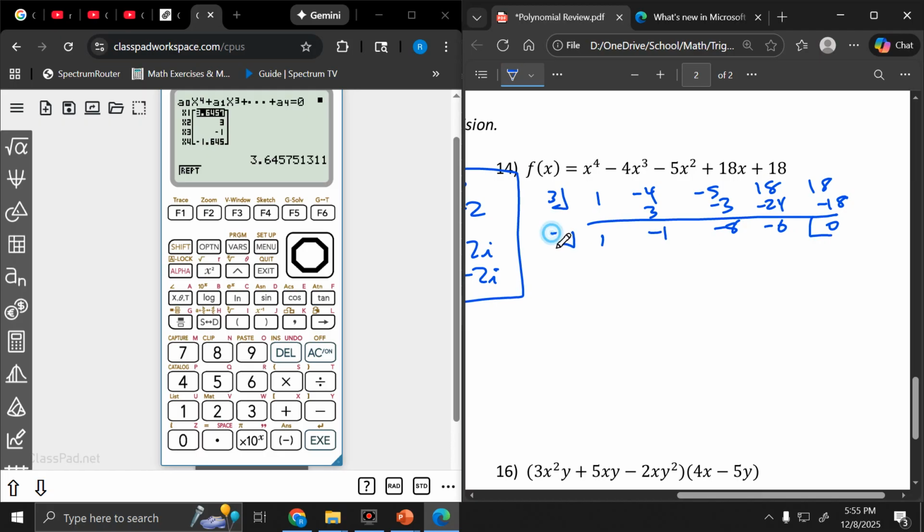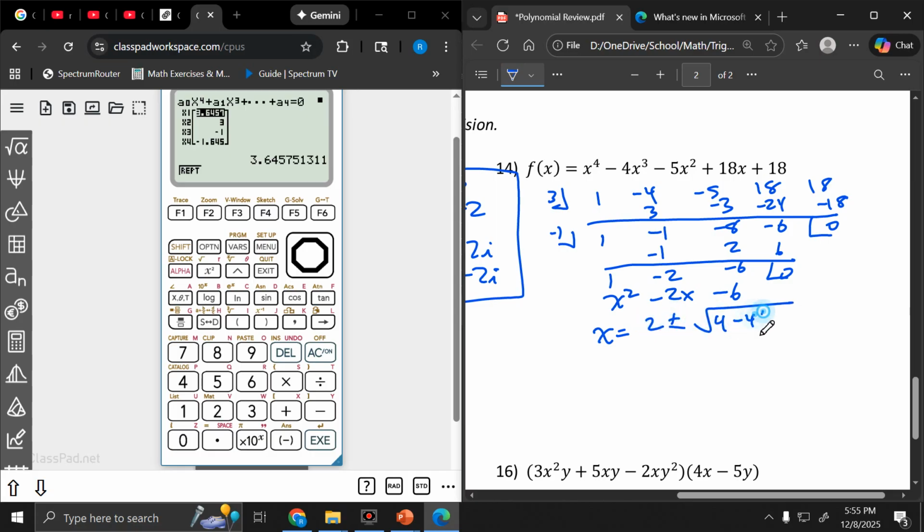Now I do the negative 1. All right, I've divided twice, so x squared minus 2x minus 6. And now I'll use quadratic formula. So 2 plus or minus square root, b squared, that's 4, minus 4ac all over 2a.